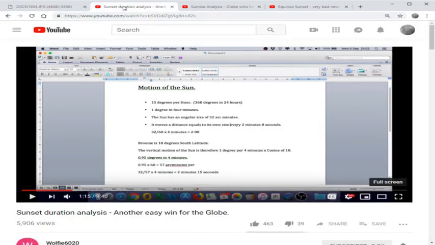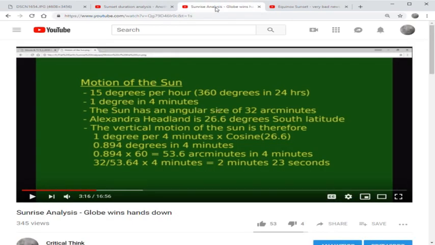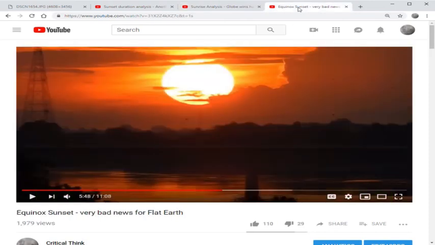Now, Wolfie did one in Broome, where he verified that the angular size of the sun matched exactly with the expected duration that the sun would take to set. I did another observation on the east coast of Australia and did measurements on the sunrise, and again confirmed 32 arc minutes in angular size. You can go to these videos, I'll put the links in the description. Then I also did a sunset observation and analysis in Thailand, and again 32 arc minutes confirmed. Globe observation confirmed, very consistent with the globe model. The angular size of the sun is consistent.